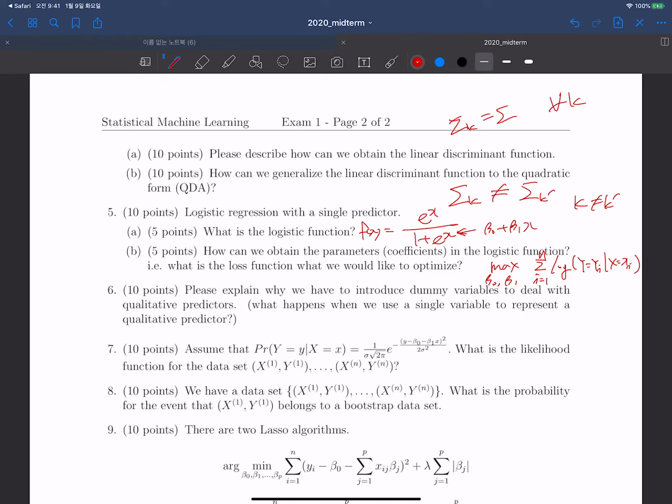Okay, next question is why we have to introduce dummy variables to deal with qualitative predictors. This is very important when you have such categorical input values. If you assign some values to each class index, then you can convert the qualitative predictors to quantitative predictors. But the problem of this kind of conversion is that when you assign numbers, then the output has some pattern, and the pattern usually you don't want.